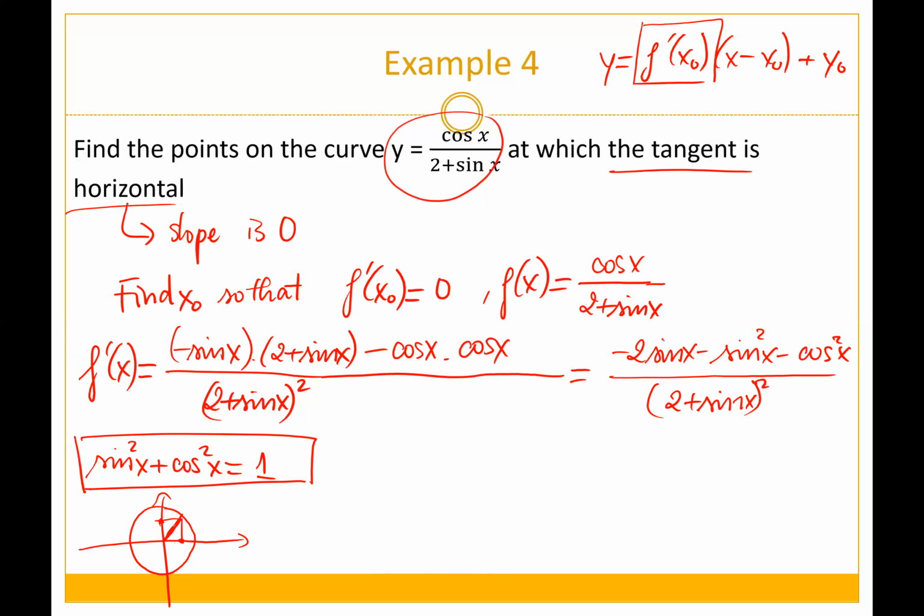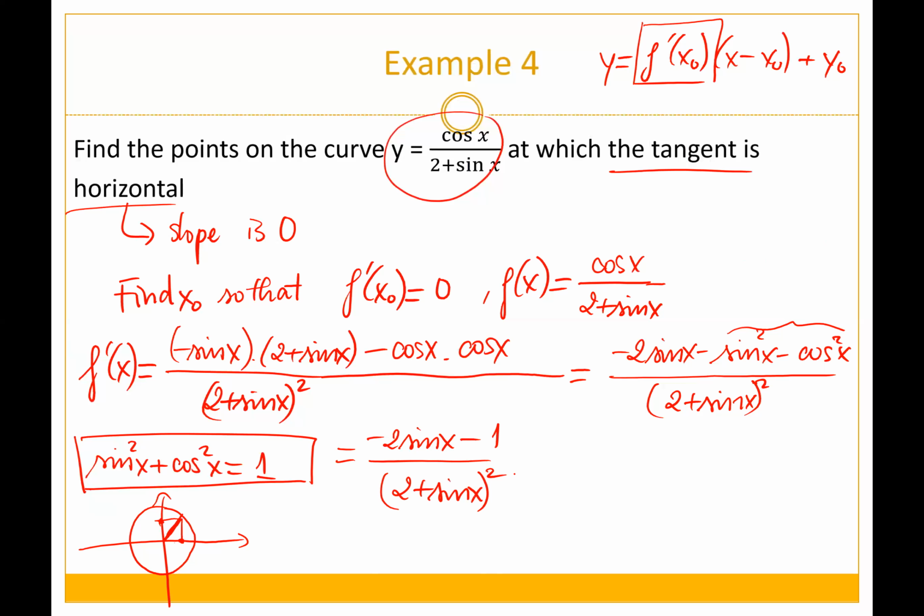That's why sometimes when people try to remember the values or tricks of special angles, they use the unit circle, because sine squared plus cosine squared is always going to be equal to 1. And so from here, after substituting, this becomes negative sine x minus 1 over 2 plus sine x squared.